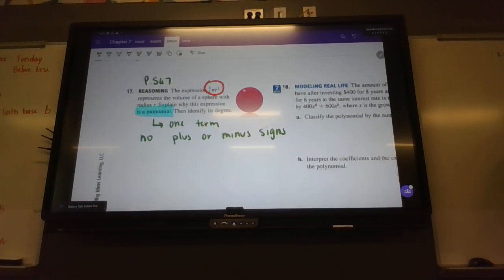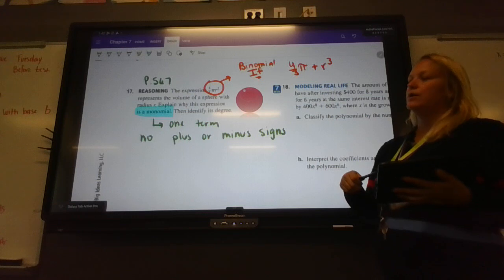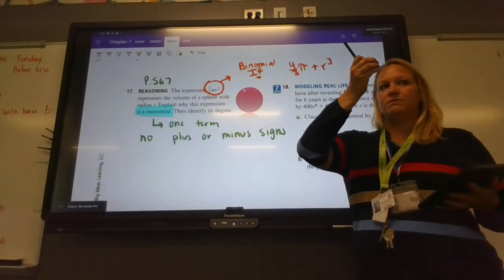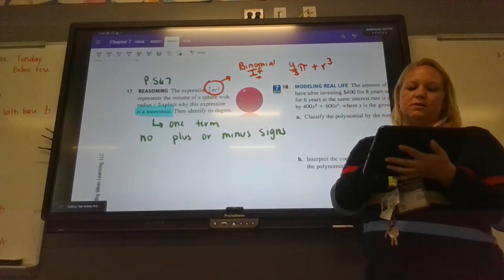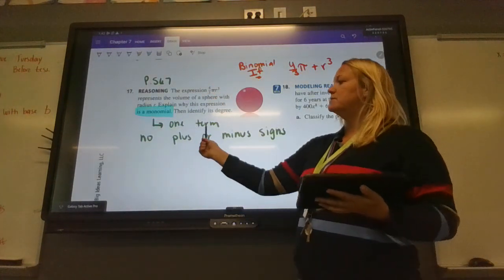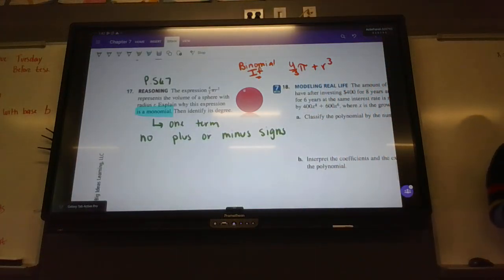If this were a binomial, it would be like 4/3 pi plus r to the third. So had there been a plus sign in it, maybe it would be called a binomial. But all of this stuff is smushed together into multiplication. This is 4/3 times pi times r. So that's why it's a monomial. A monomial is one term. There is no plus or minus sign separating terms. What is its degree? The degree is 3.